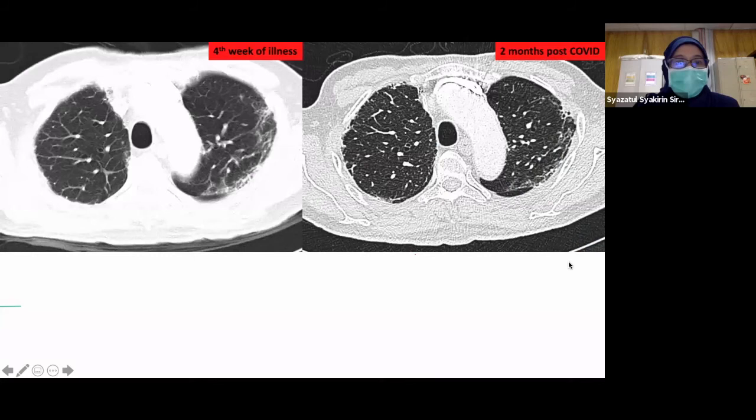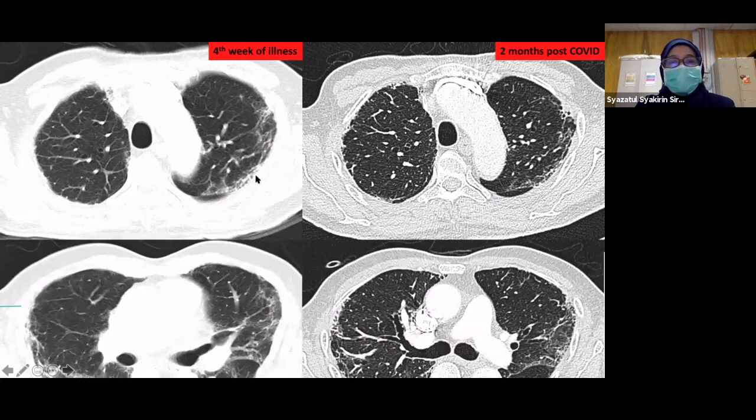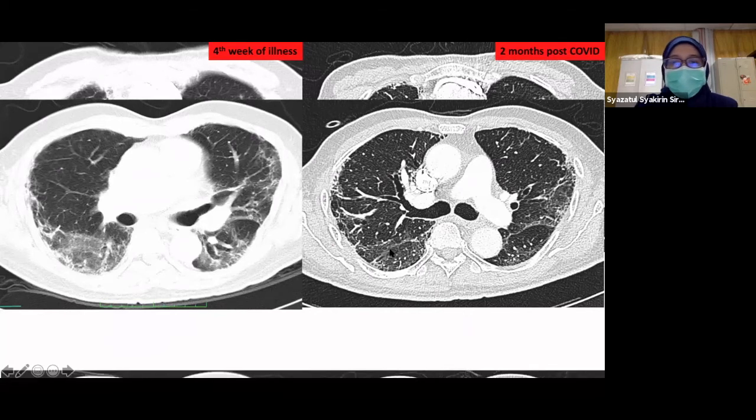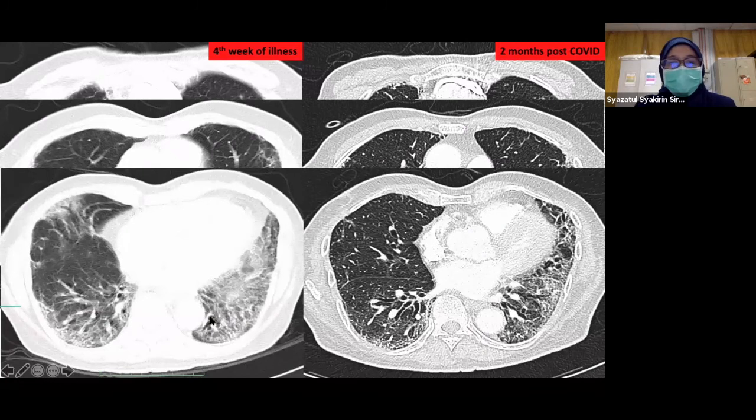So when we look at the CT scan, this is something like fibrosis, with traction bronchiolectasis, asymmetrical, more on the left hemithorax. On the basal part, you could actually observe it bilaterally. This is the 4th week of illness, and this is after 2 months. This is more towards ground glass, and this is more caudal in terms of the fibrosis.